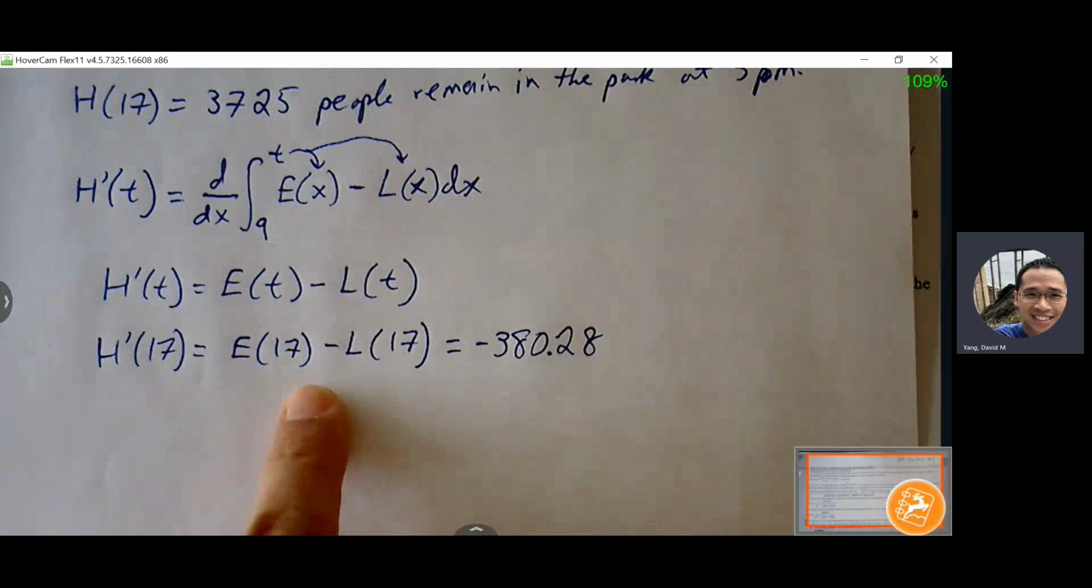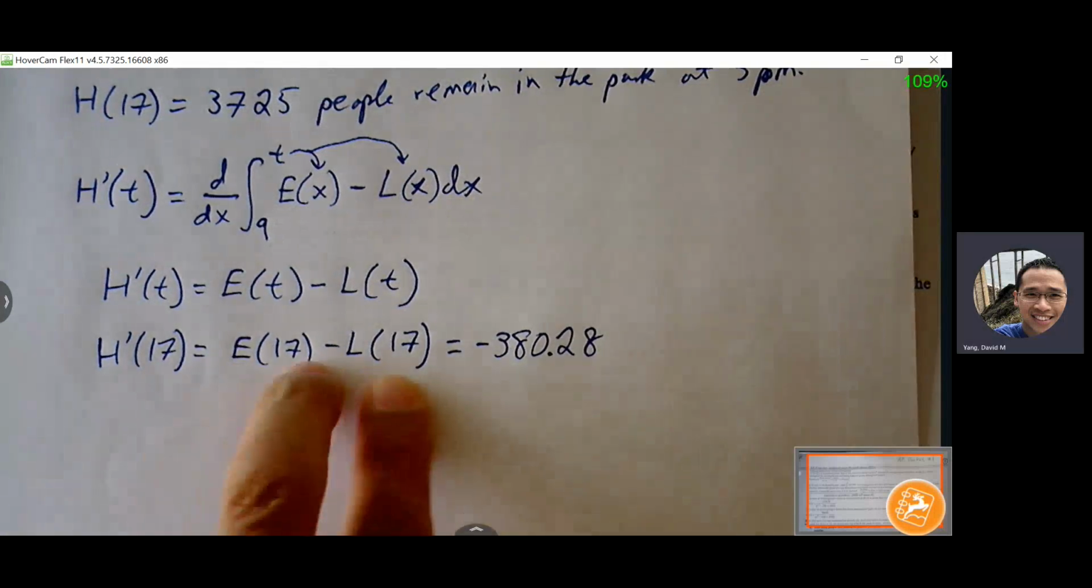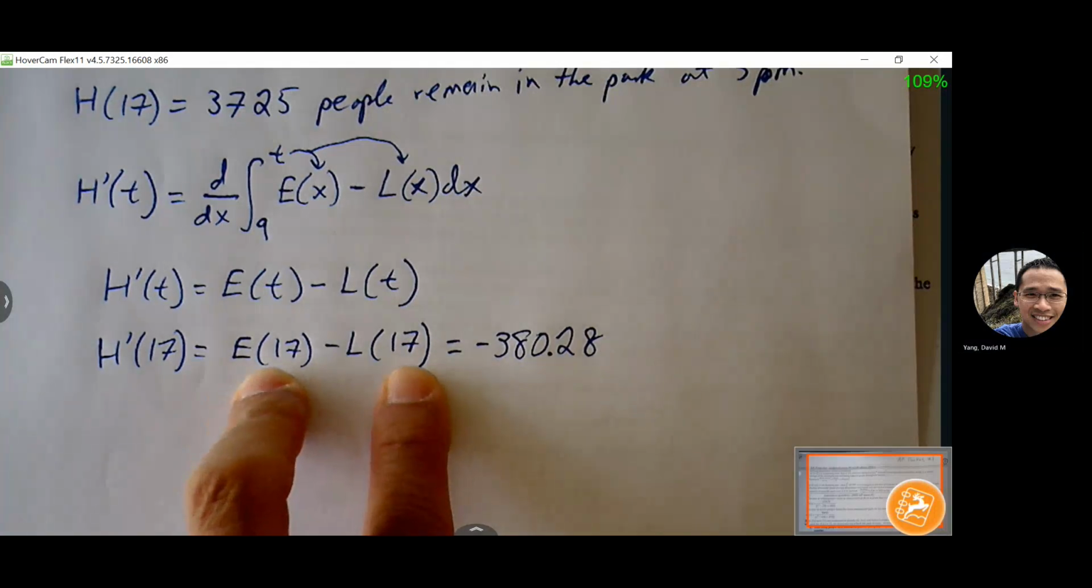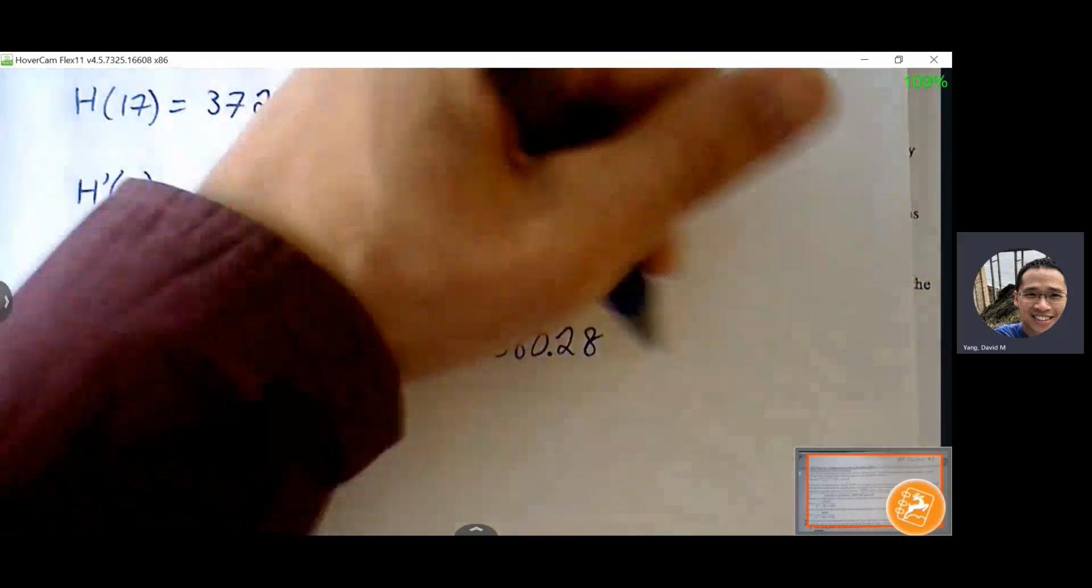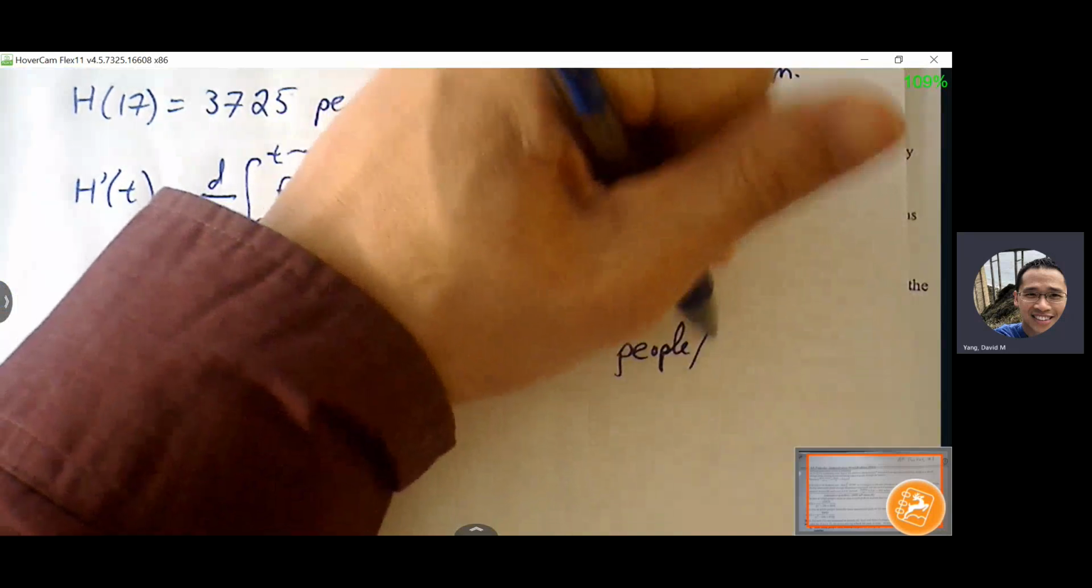All right, let's talk about what this means here. E of t and L of t, both of these are in terms of what? What are the units here? People per hour. So this is going to remain people per hour, right? That's not going to change. We didn't do a derivative or integral. It's going to stay.